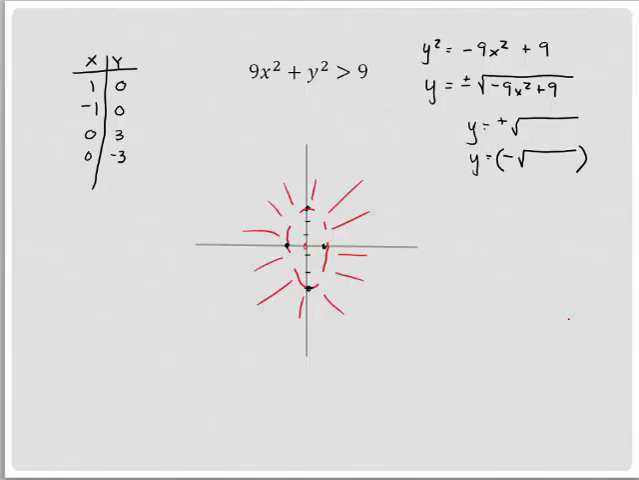So, I don't know, that kind of looks a little strange for a math problem, but there you have it. That is the graph of 2 variables in an inequality.